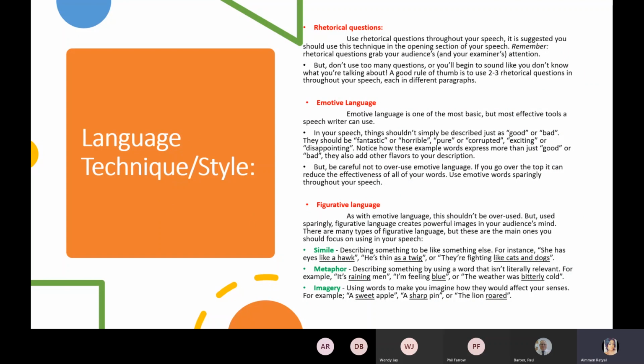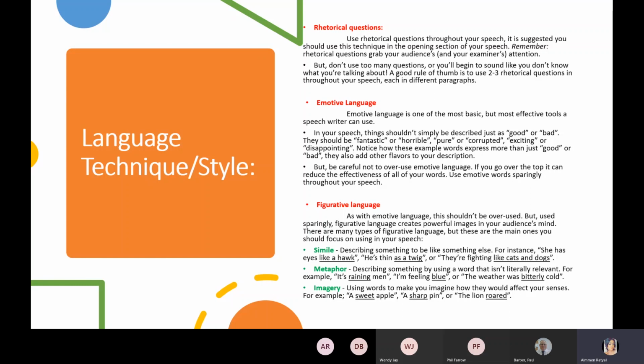Again, the rhetorical question is a very good one. You're using your rhetorical questions to write your speech. It's suggested you should use this technique in the opening section of your speech. Remember, rhetorical questions grab your audience's and your examiner's attention. So don't ask too many questions or you'll begin to sound like you don't know what you're talking about.